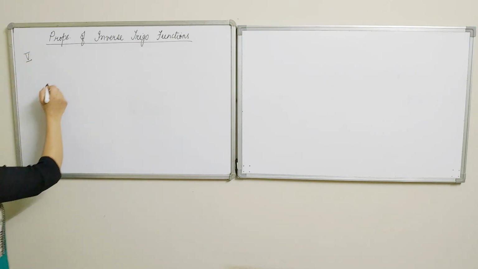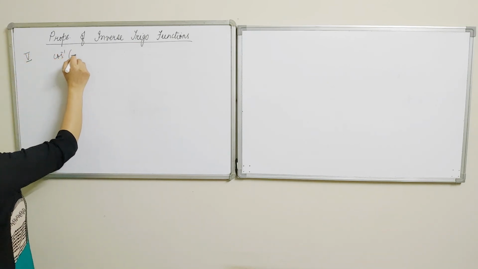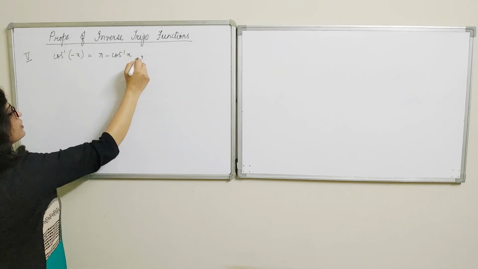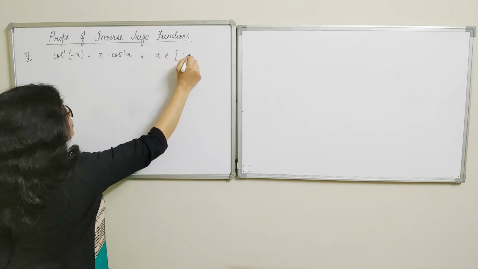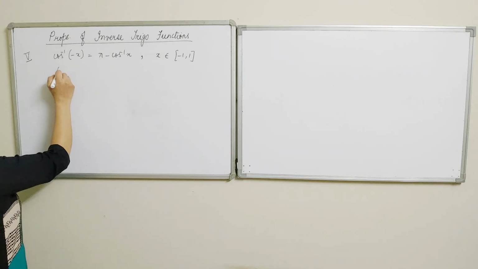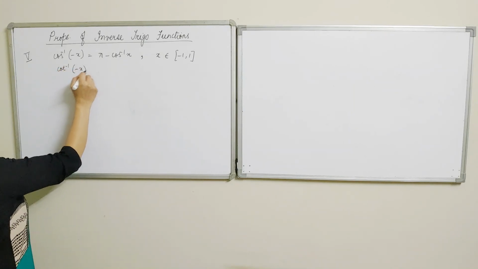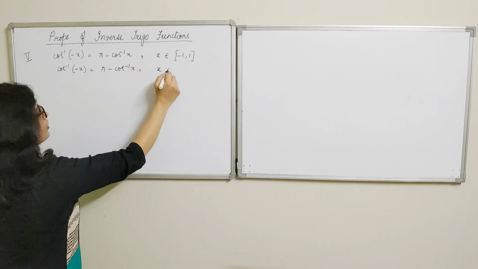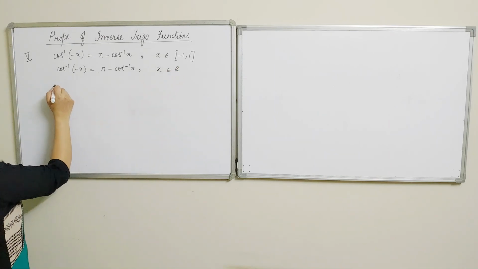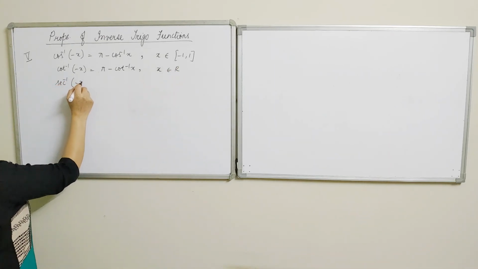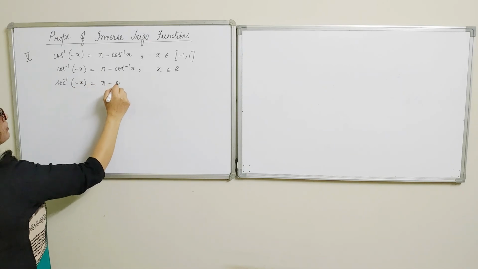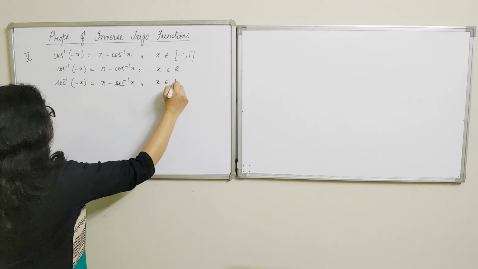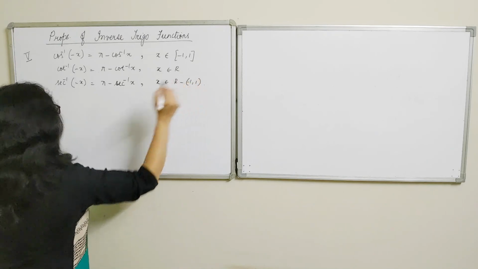So next set of properties: cos inverse of minus x is pi minus cos inverse x, where x belongs to this closed interval. Cot inverse of minus x is pi minus cot inverse x, where x belongs to real numbers. And sec inverse of minus x is pi minus sec inverse x, where x belongs to this interval.